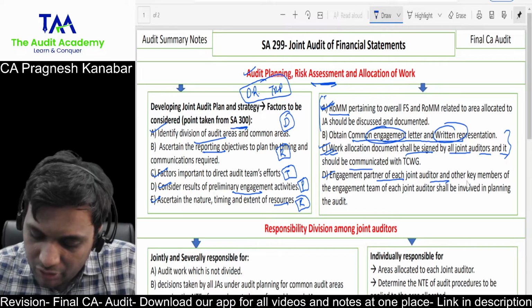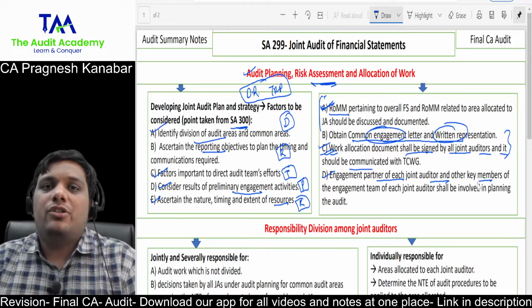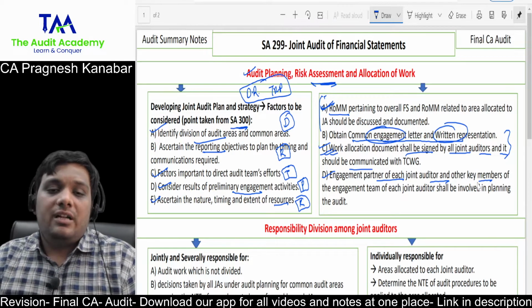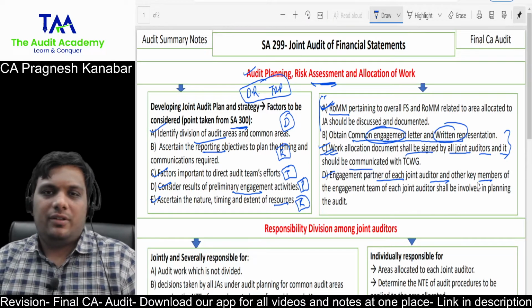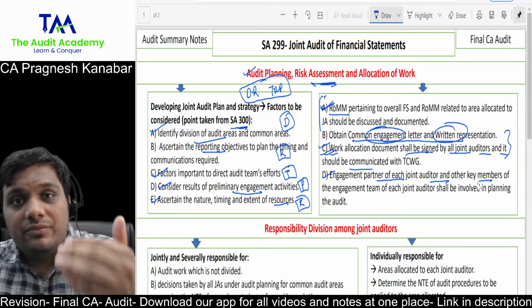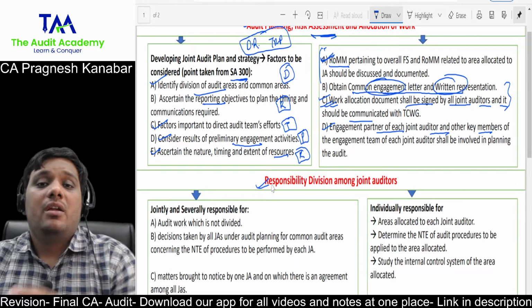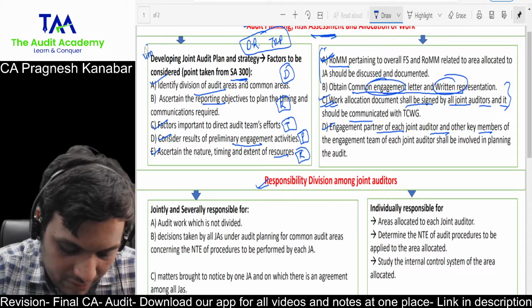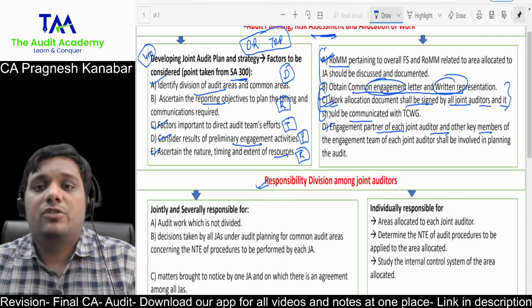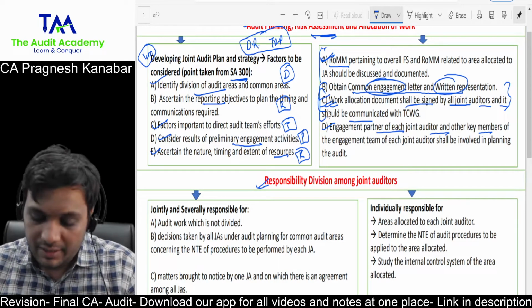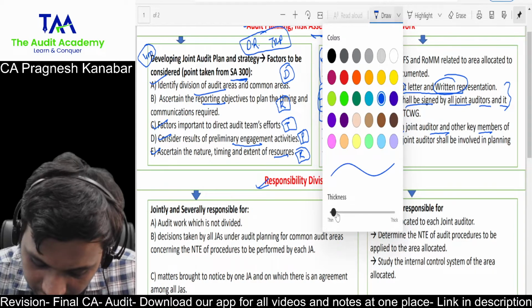Engagement partner of each joint auditor and other key members of each joint audit team shall come together and shall be involved in planning the audit. All right, so that is okay. But the very important part for case study comes over here, responsibility division amongst joint auditors. But before I go to that, so this is a 4 marks question over here, and a couple of points over here important for MCQ, correct? Yes sir, yes sir. All right, just a minute.